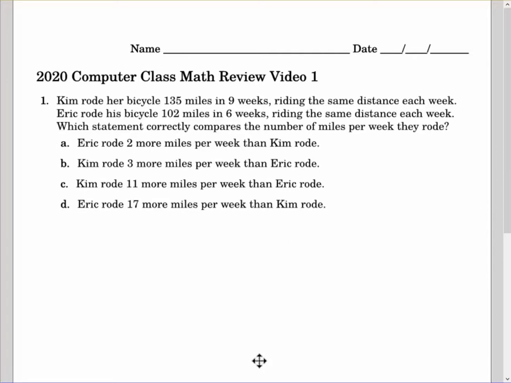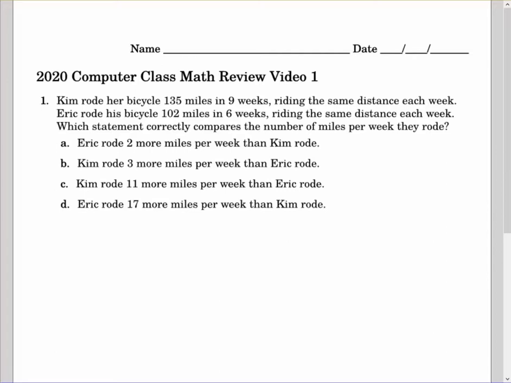The first question, I'm going to grab my highlighter here. All right. So it says, Kim rode her bicycle 135 miles in 9 weeks, riding the same distance each week. Eric rode his bicycle 102 miles in 6 weeks, riding the same distance each week. Which statement correctly compares the number of miles per week they rode?